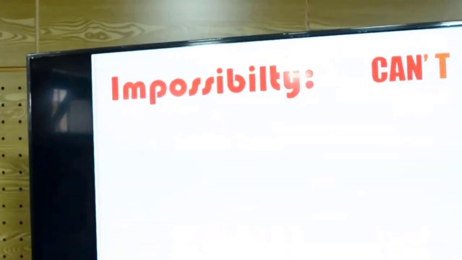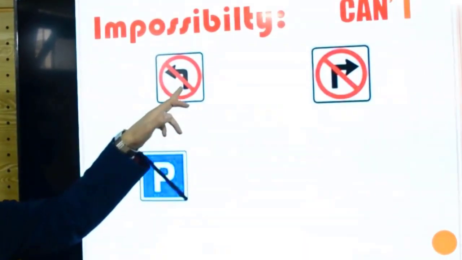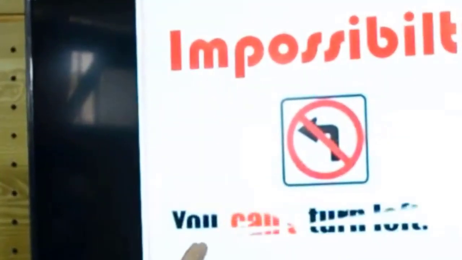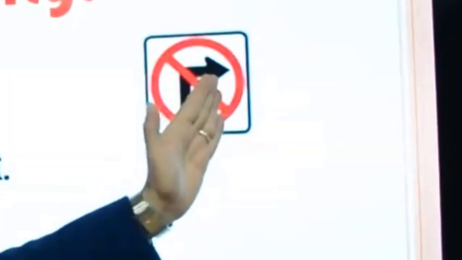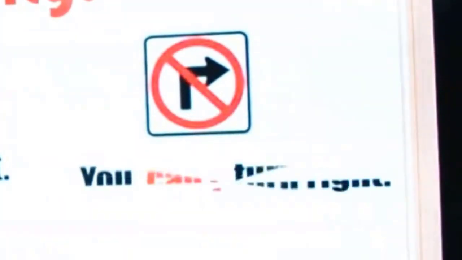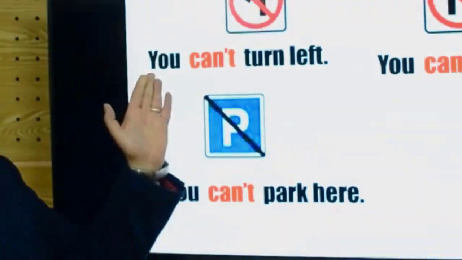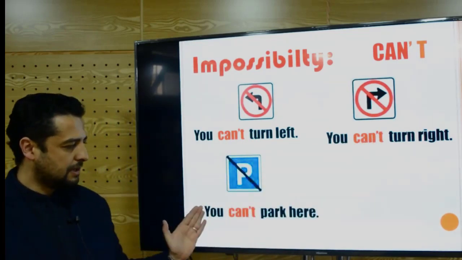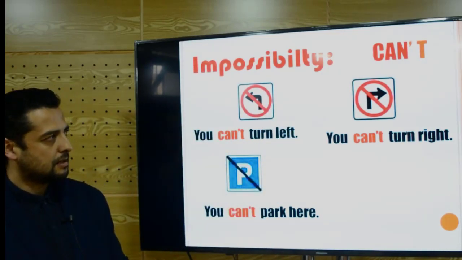Right. Now let's continue now to the next one, which is about impossibility, which is can't. As you can see here, we have possibility and impossibility. And I think as you can see, that we have here some signs. For example, the first one shows that you can't turn left, which means it's impossible to turn left, right? Can you guess? Right. Yes, that's it. You can't turn right. And the last one here, this is a big P here. Can you guess? That's it, which means you can't park here in this place, which means it's impossible to turn left, it's impossible to turn right, and it's impossible to park in this place. So as you can see, concerning impossibility, we use can't in this situation, right?